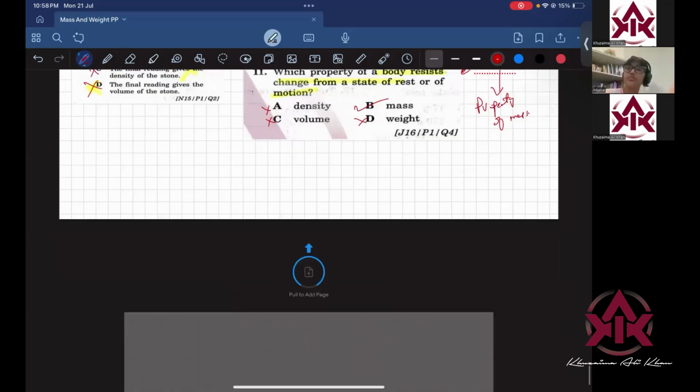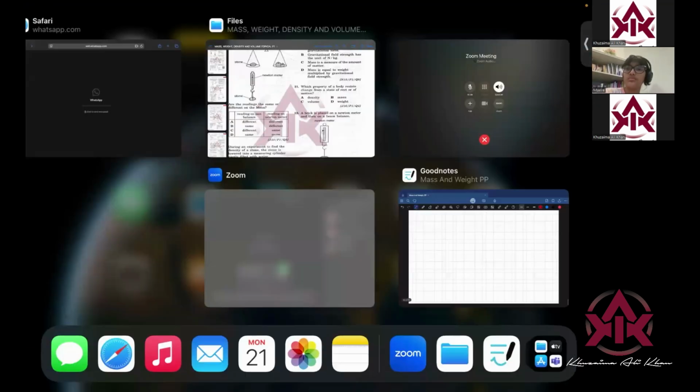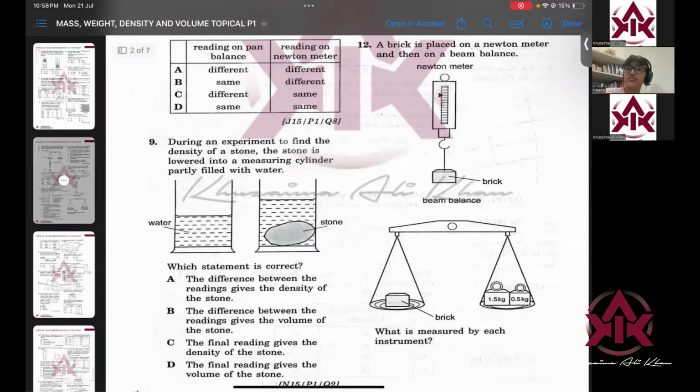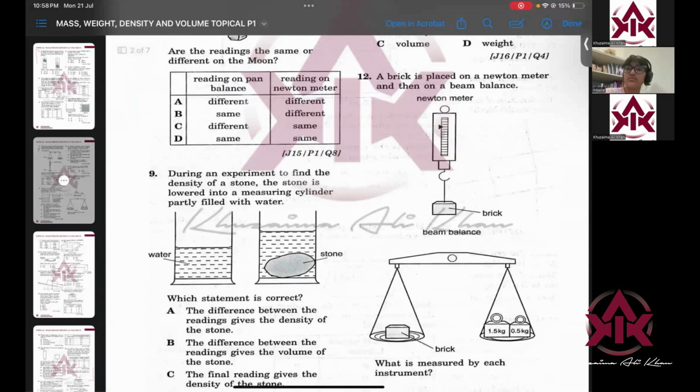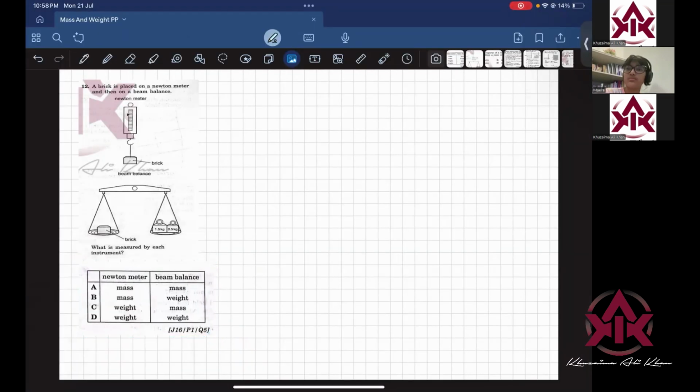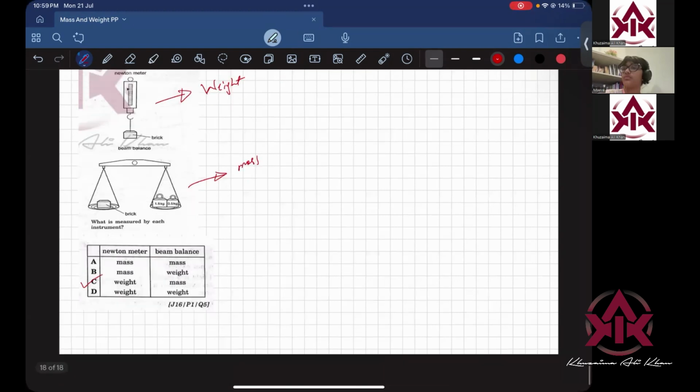Okay, let's go on towards the next question. So what is the answer for this question? It's C, right? It is pretty simple here. This is a Newton meter. A Newton meter is used to measure weight, not the mass. And this is a beam balance here, right? It is used to basically measure mass. So that is option number C. Okay. Simple, straightforward question.